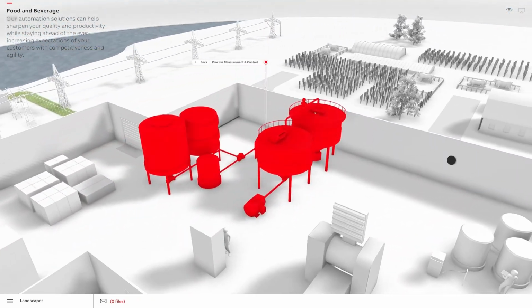the related technical information. SmartPixel brings your projects to life.